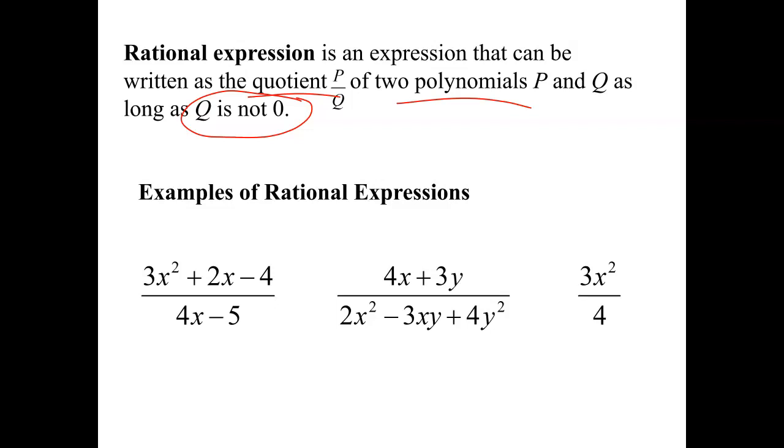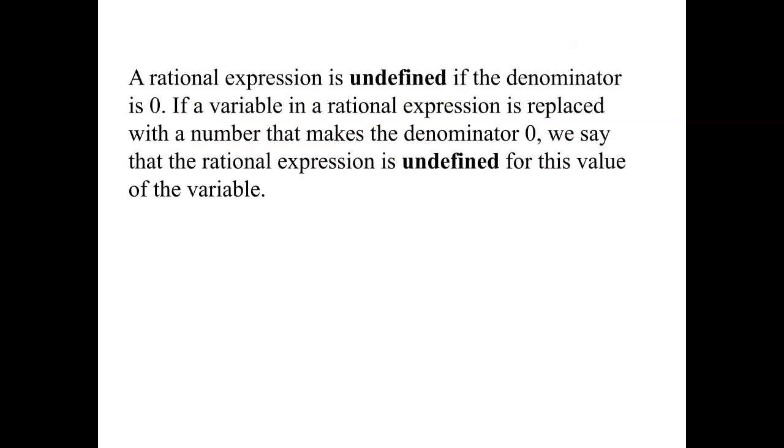You can't divide by 0. So if my denominator is 0, then it's undefined and it's not a rational expression anymore. But outside of that, what can I write? Quadratic over a linear. I've got a binomial over a trinomial. I've got a monomial over a monomial. Those are all rational expressions. They're polynomials written as fractions.